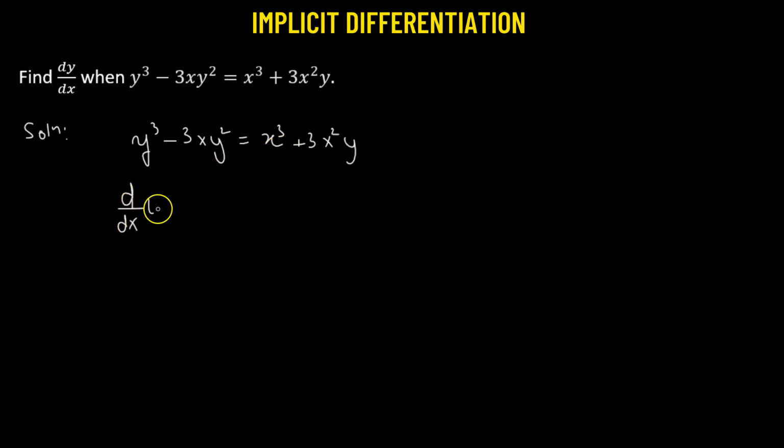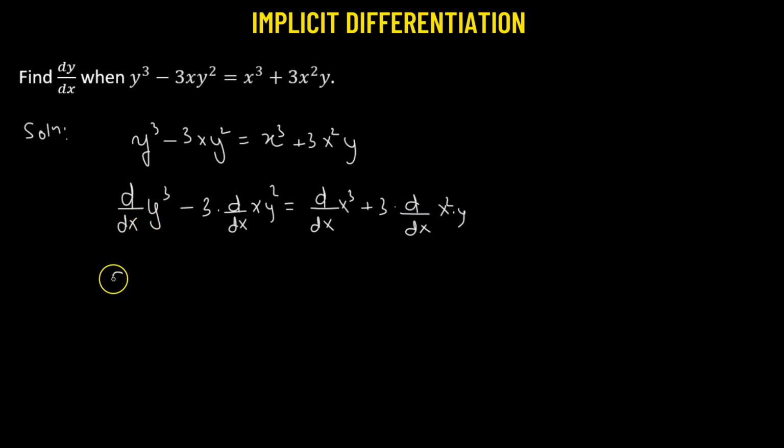So a derivative with respect to x of y cubed minus 3 times derivative with respect to x of x times y squared. This will be equal to derivative with respect to x of x cubed plus 3 times derivative with respect to x of x squared times y. Now, to find the derivative of y cubed with respect to x, we'll take the derivative with respect to y of y cubed, but we'll use the chain rule, so we'll have to multiply it with the derivative of y with respect to x.